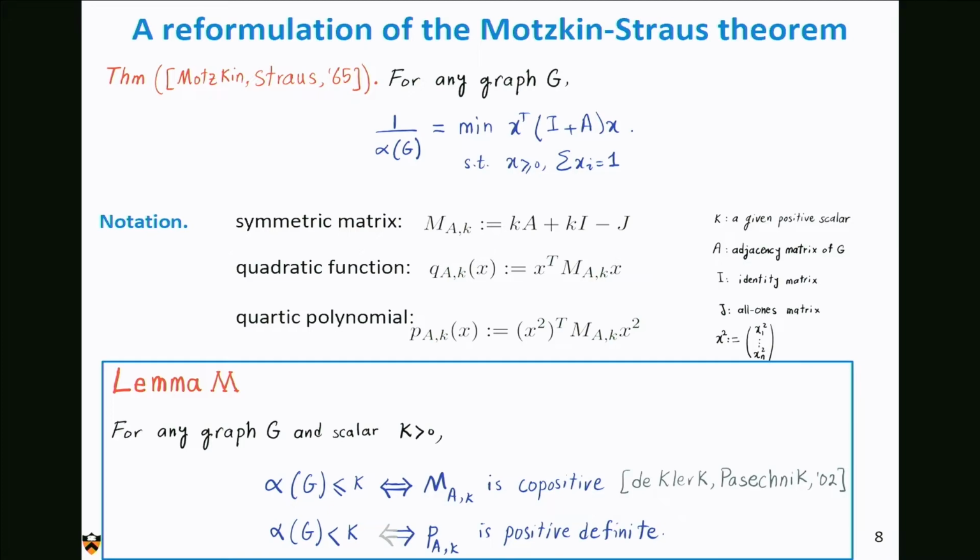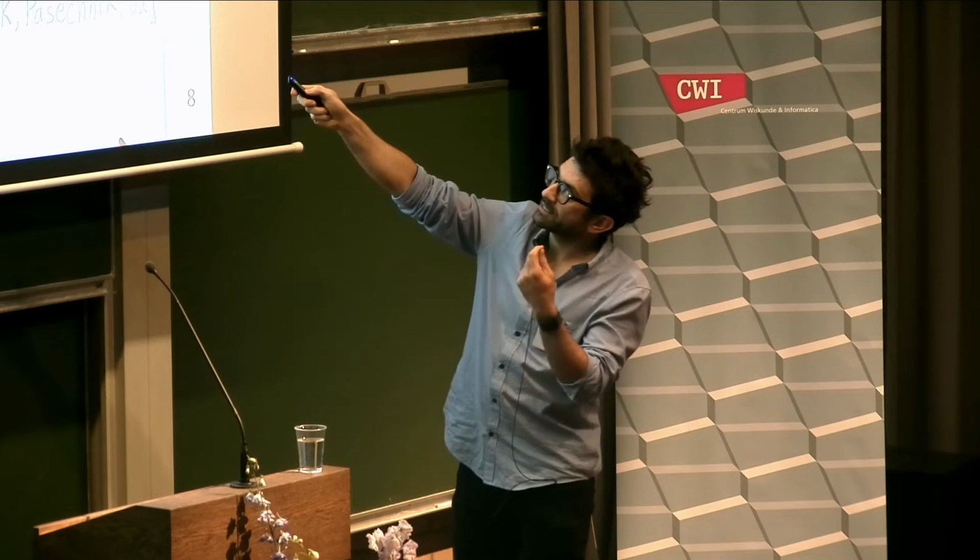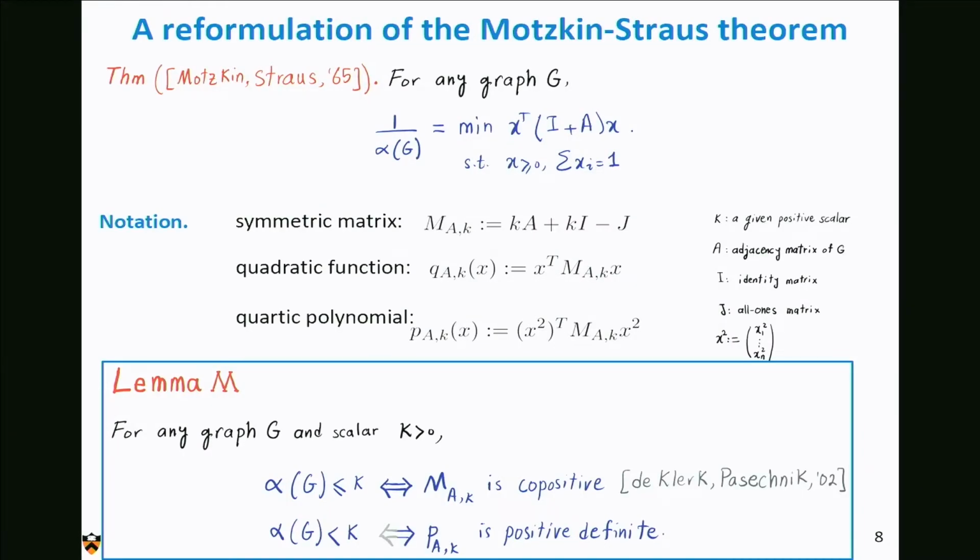So first of all, given a graph, so adjacency matrix A, and a scalar K, I'm going to talk about a matrix M very frequently. So this matrix is K times adjacency plus identity minus the matrix of all ones.